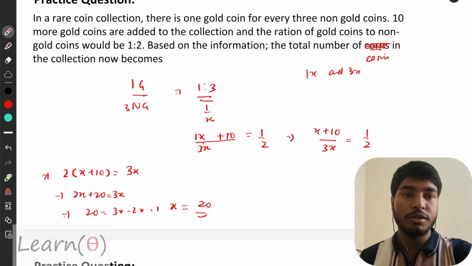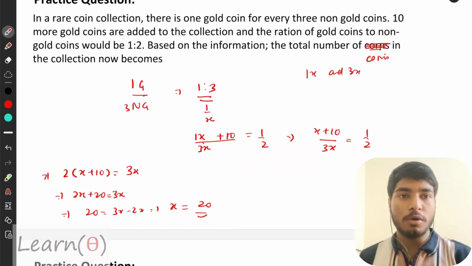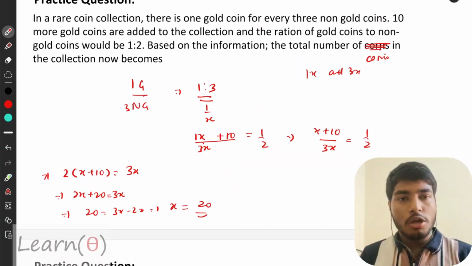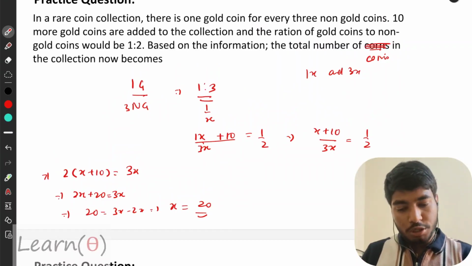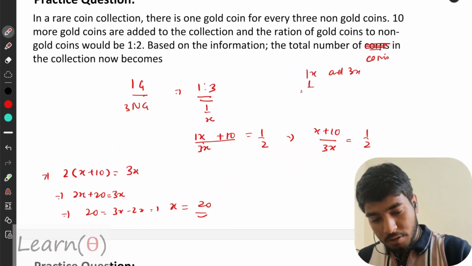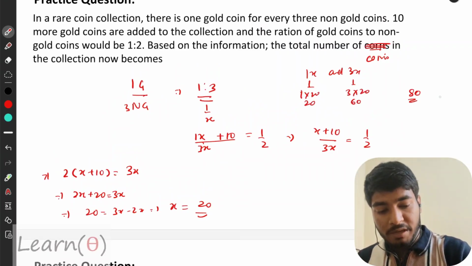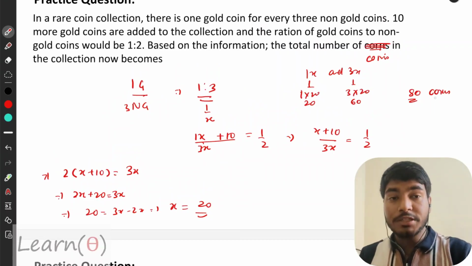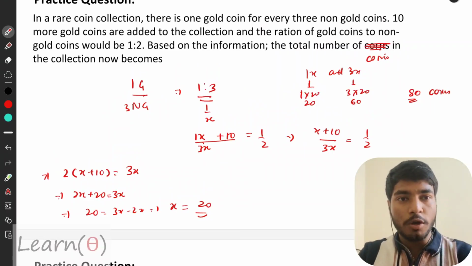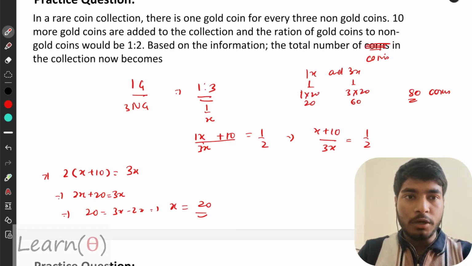So here the value of the total number of coins. Earlier I was having 1:3 times x. Therefore, I will be writing 1 into 20, 3 into 20: 20 plus 60. Earlier I was having 80 coins. It is not asking gold coins or non-gold coins, it is just asking coins. So earlier I was having 80 coins.